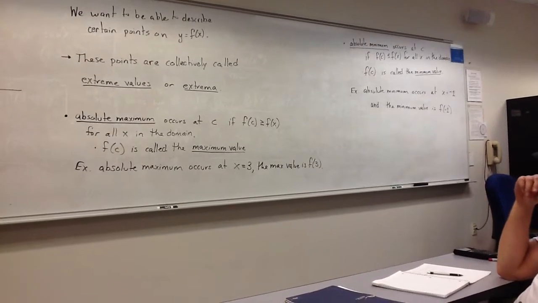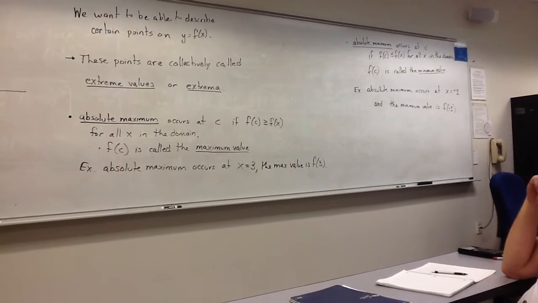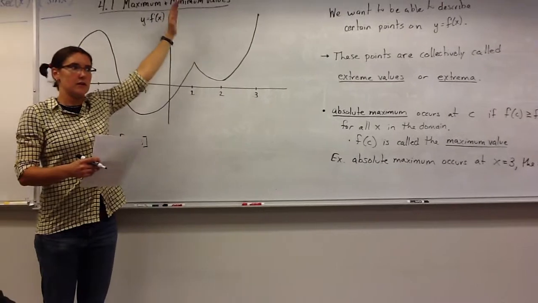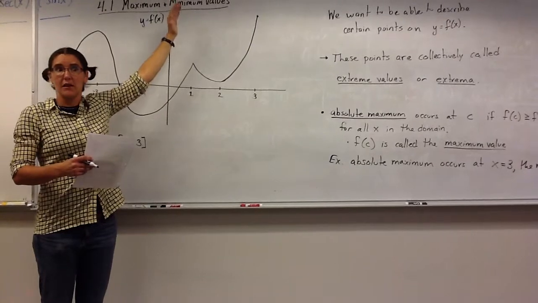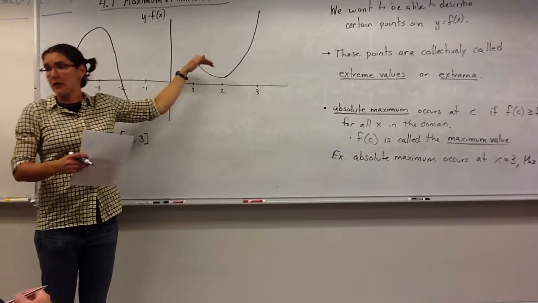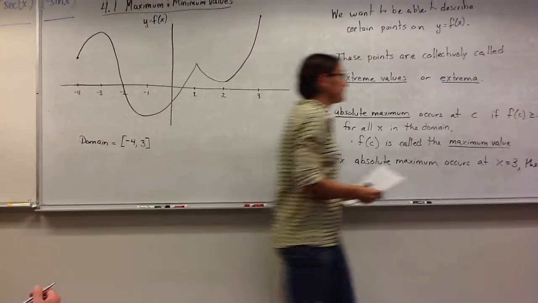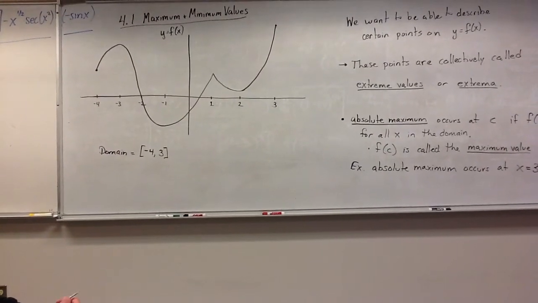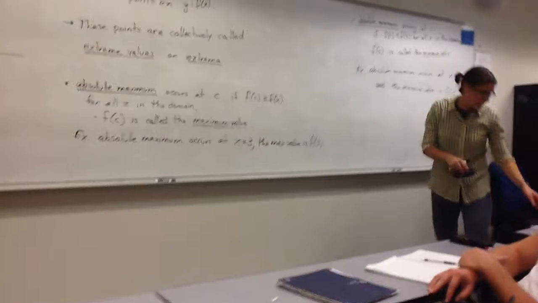All right, any questions about that? Questions or comments? So the absolute maximum occurs at the highest place on the graph. The location is the x value where our graph is highest. The location of the absolute minimum is the x value that corresponds to the lowest place on our graph. Okay? Questions or comments on either of those definitions? Okay? So here's another definition. Actually, I'll write it over there.